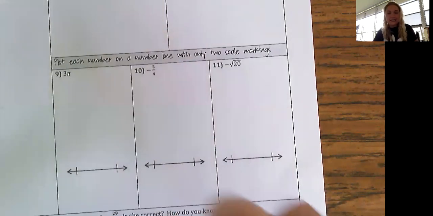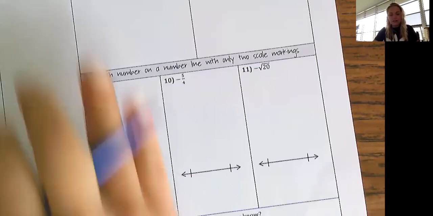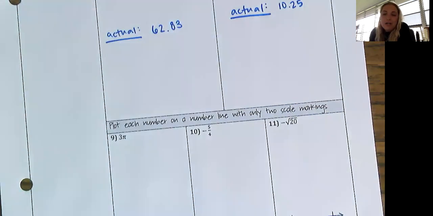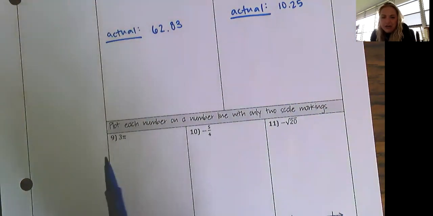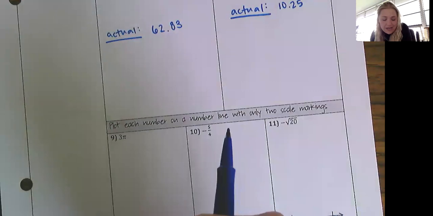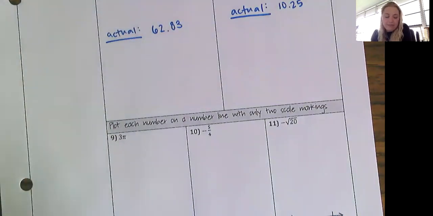So let's start by putting a little note on the side here. What I want you to remember is that when you have an irrational number or a radical or even a fraction, I want you to compare those numbers by converting back to decimals.